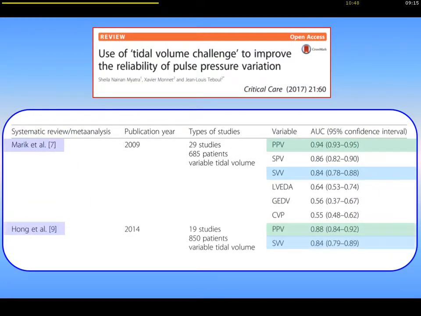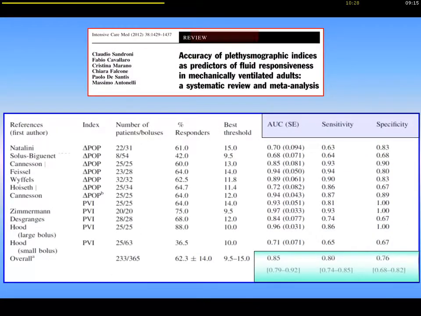And also, it's good. These are two meta-analyses comparing PPV and SVV. Many studies were included, and in general, the value of SVV also is good, around 0.88 for the area under the ROC curve for the prediction of fluid responsiveness.